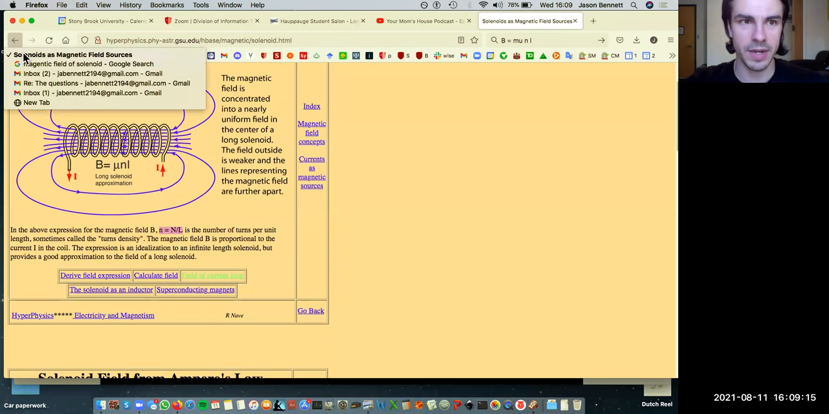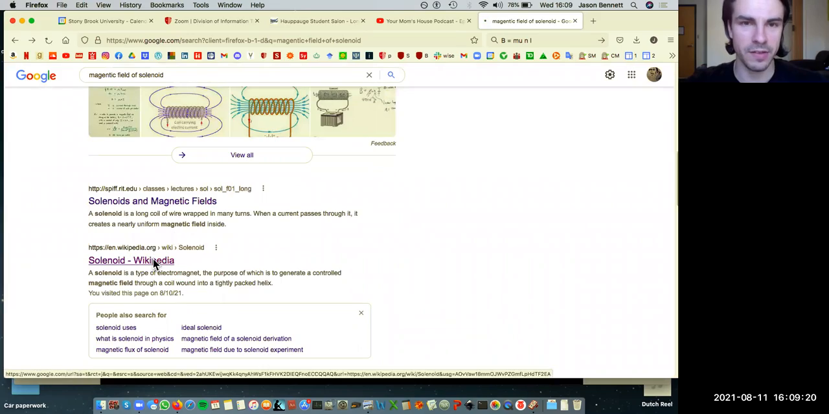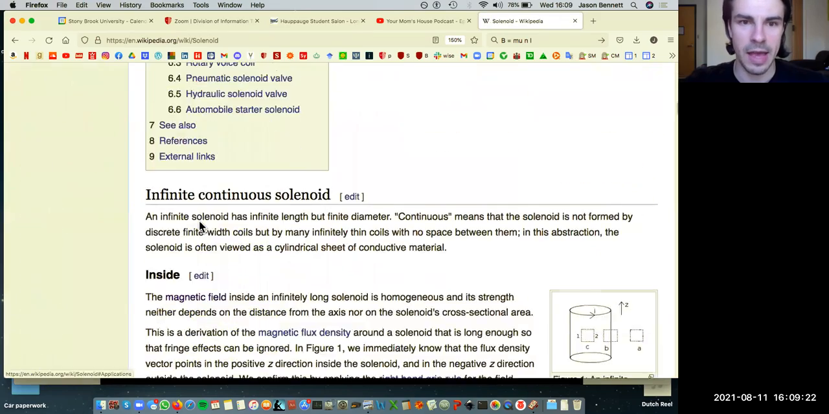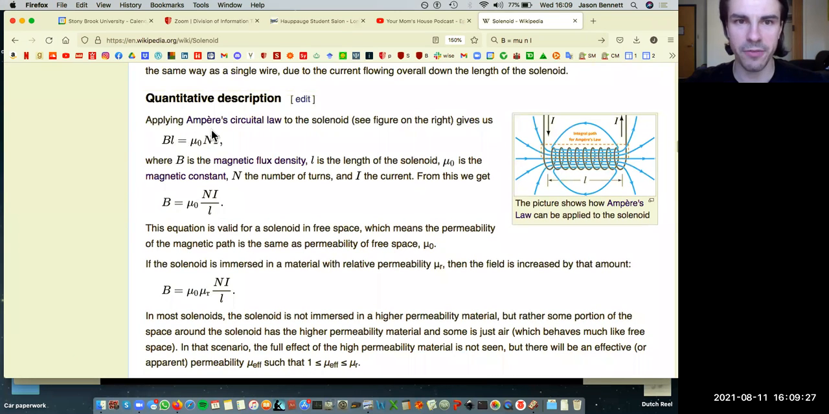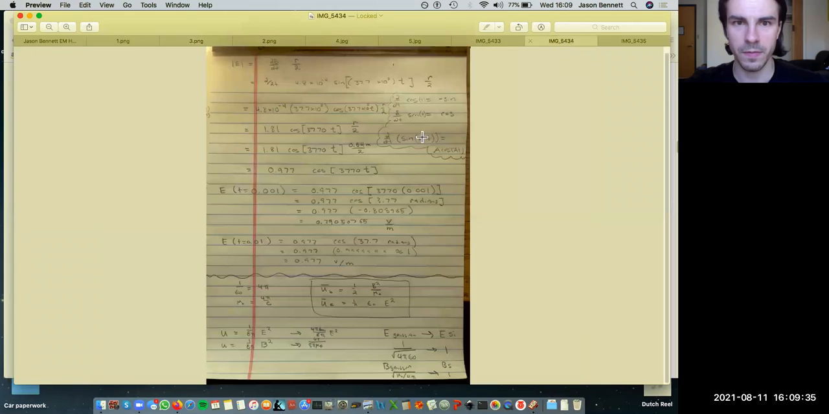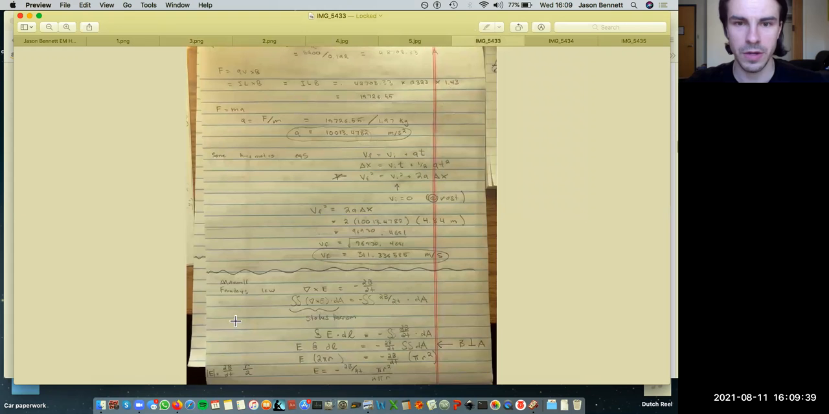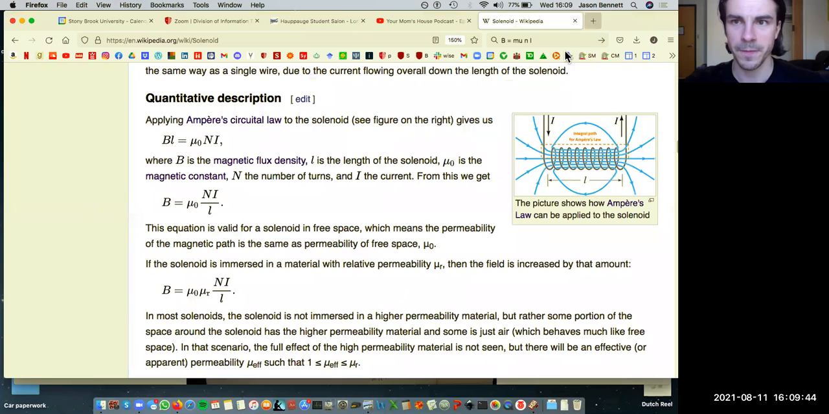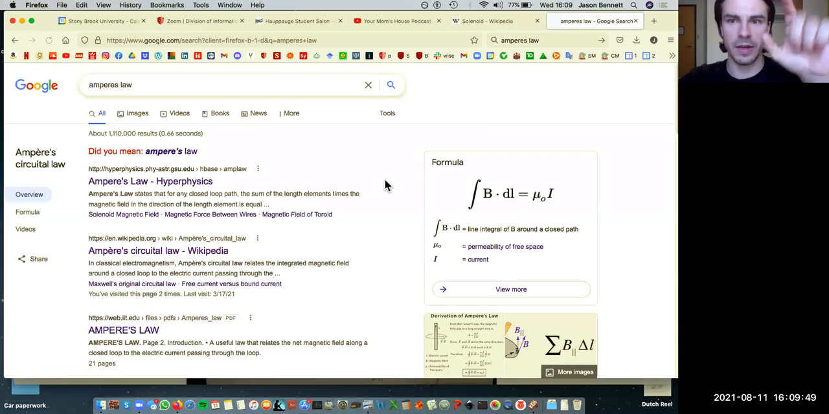But what is happening is that capital N is staying the same and L is changing. So this is what we would get from using Ampere's law, which we'll get to soon. Where is it? Right here. No, that's Faraday's law. Where's Ampere's law? It would be like, yeah, this one.